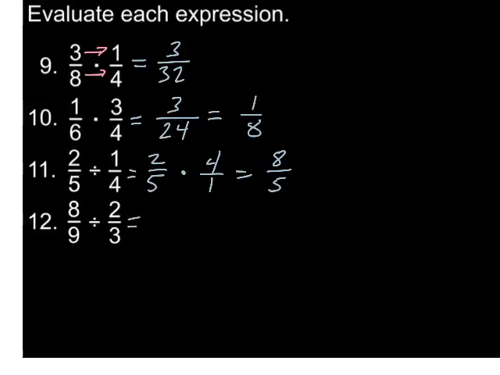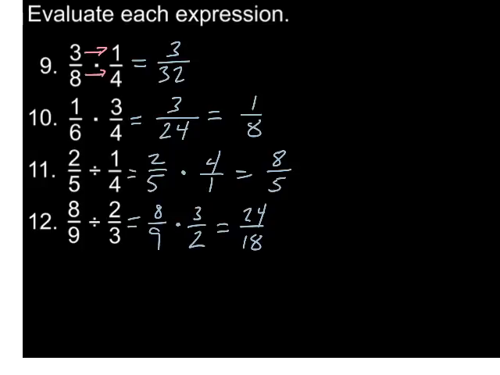And so again, the very first thing I do anytime I see a division problem is I rewrite it where I change the division to multiplication and I flip the second fraction. So this becomes 8/9 times 3/2. Now it's just a multiplication problem. So multiply across the top for 24 and multiply across the bottom for 18.